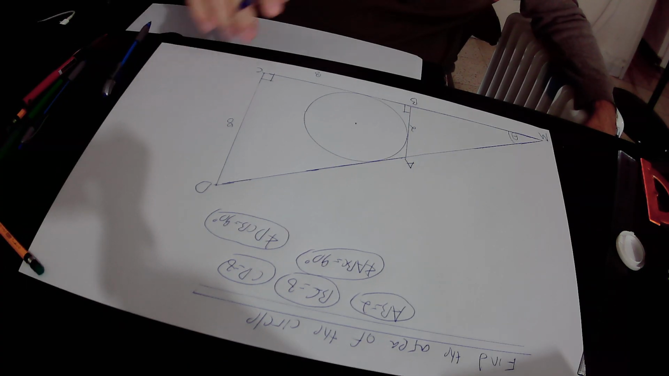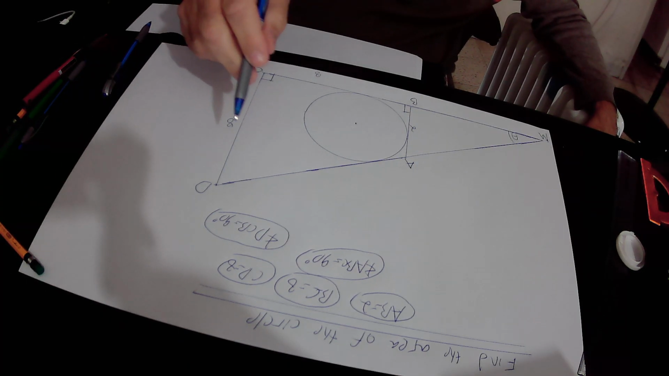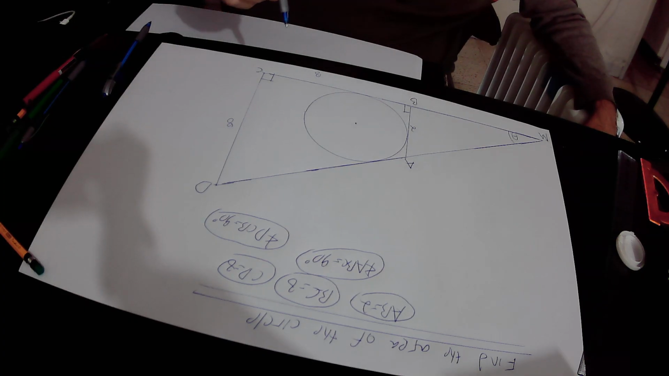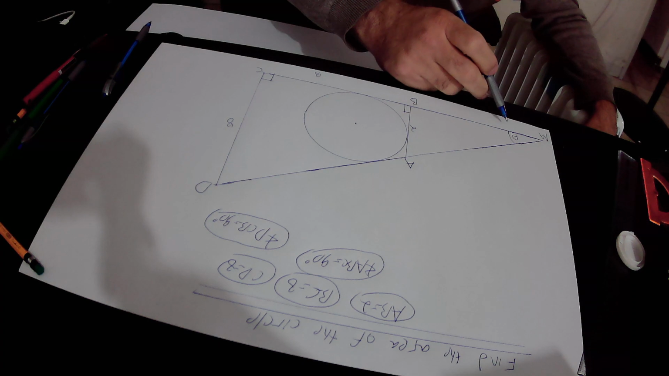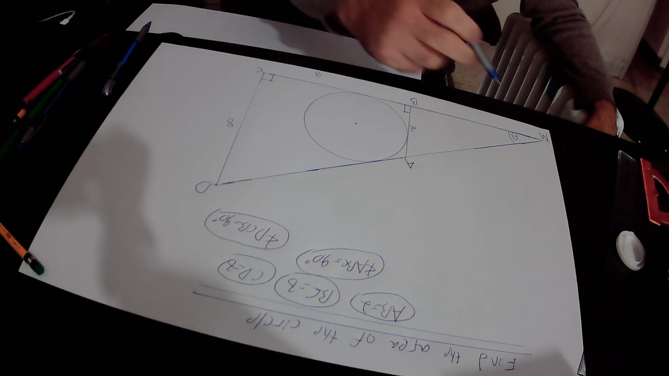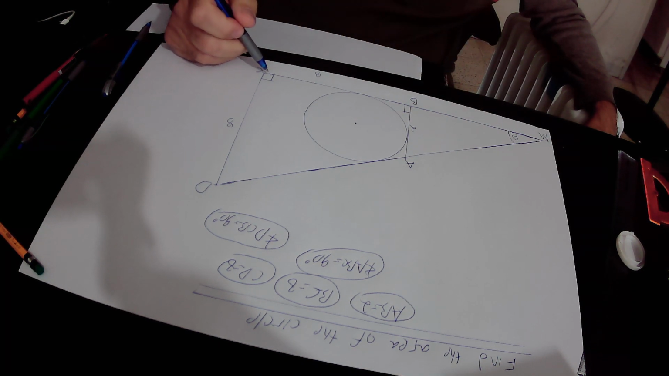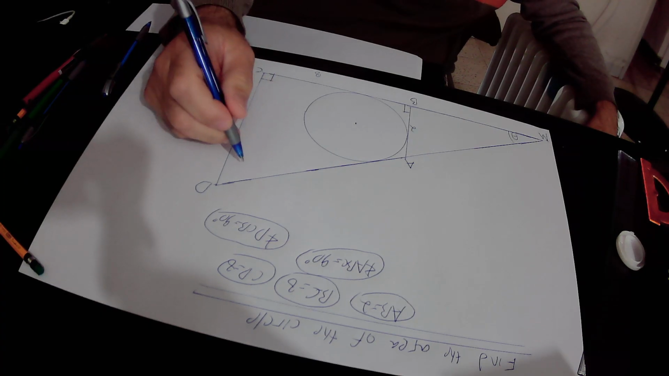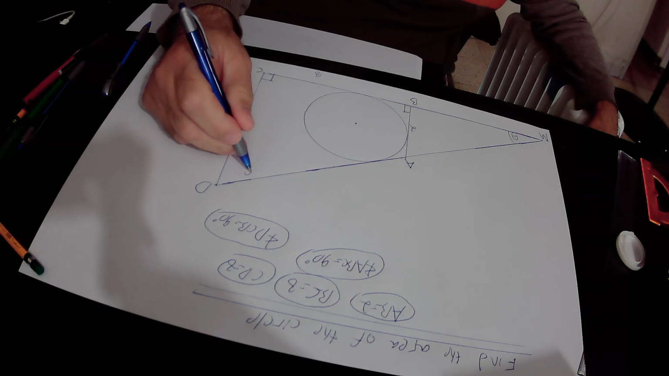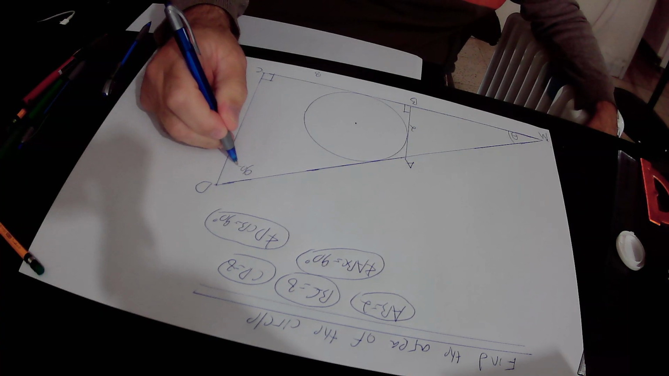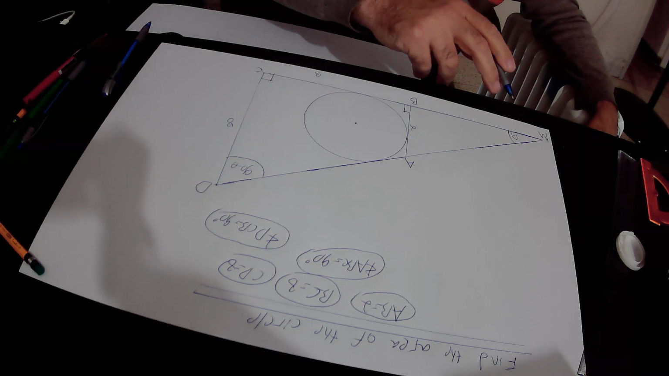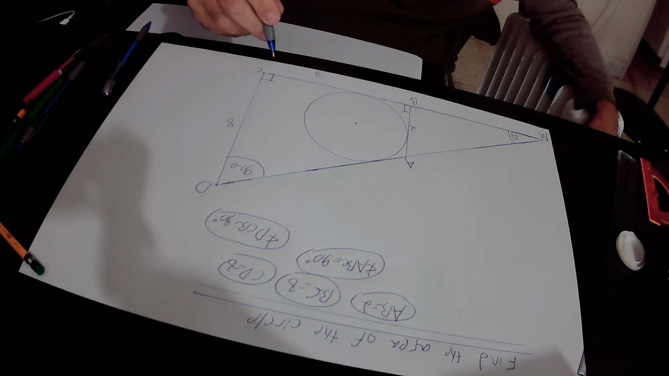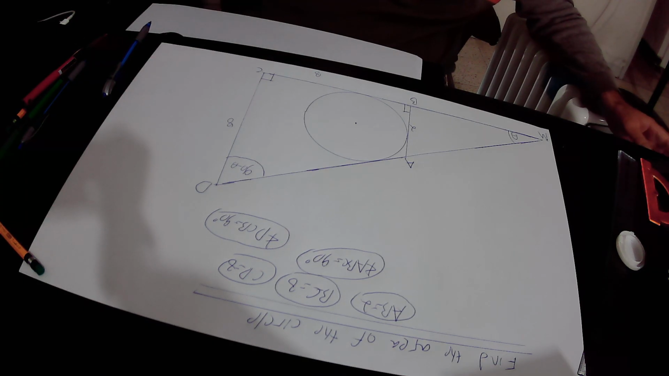So we focus on the big triangle DMC. In the big triangle DMC, this angle equals theta, this angle equals 90 degrees. Therefore, the missing angle here must be equal to 90 degrees minus theta. Why? Because 90 degrees minus theta plus theta is 90 degrees, and 90 degrees plus 90 degrees is 180 degrees. That is the sum of the angles in any triangle.